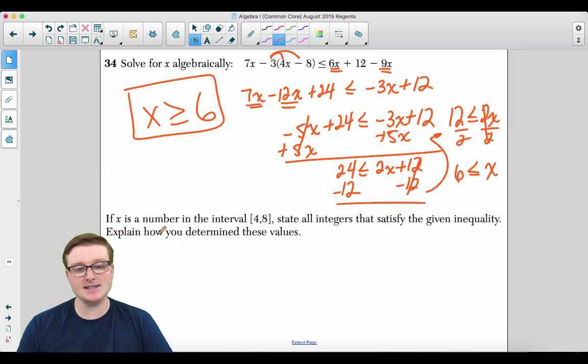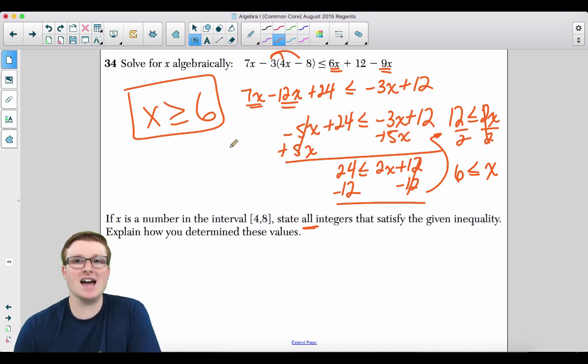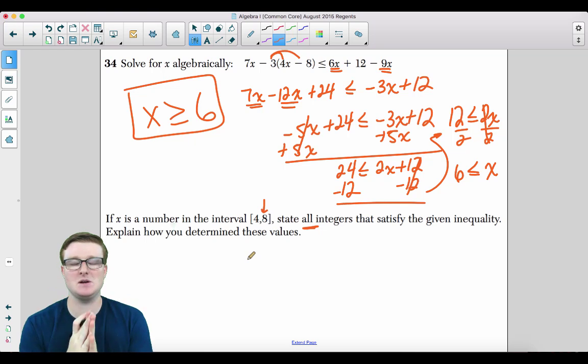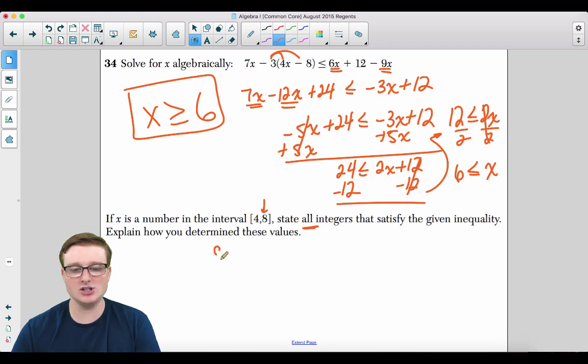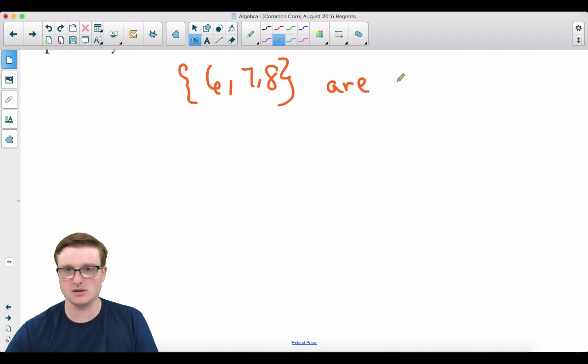Then it says, if x is a number on the interval from 4 to 8, state all integers that satisfy the given inequality. Explain how you determine these values. So if x is greater than 6 and it stops at 8, meaning you could have the integers 4, 5, 6, 7, 8. But if x has to be greater than 6, your integers are 6, 7, and you stop at 8. Okay? So that's your answer. 6, 7, and 8 are the integers.